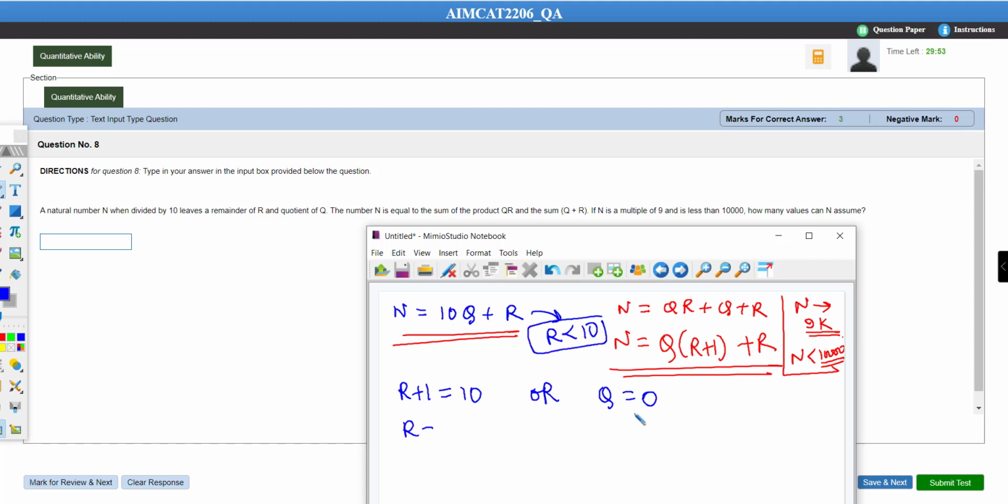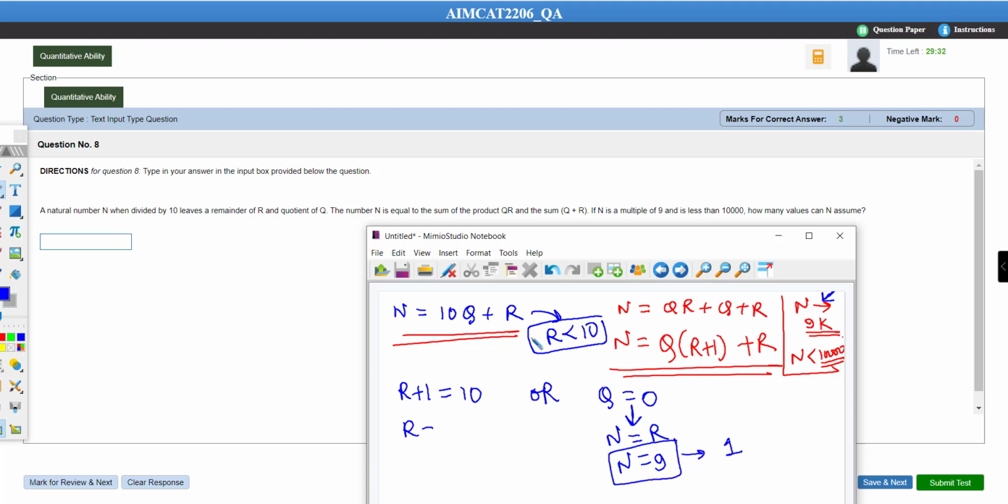Okay, so if I put q is equal to 0, n is equal to how much? n is equal to r. r has to be less than 10, and n has to be a multiple of 9. n is equal to r and r has to be less than 10, so n is equal to 9 is the only possibility. So this is only one possibility over here.